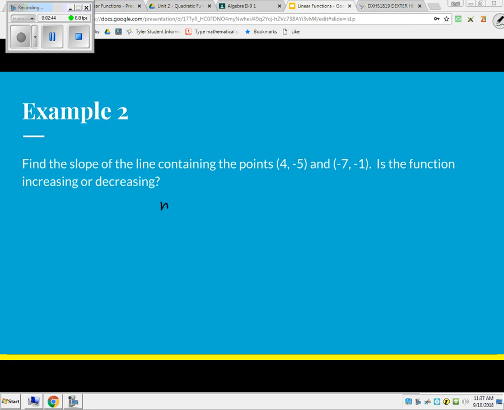So I'm going to be using my slope formula, y2 minus y1 over x2 minus x1. I'm just going to plug this in. This is the x and y in my first point, and this is the x and y in my second point. So plugging in those points, I get -1 minus a -5. Careful on that. And then I have -7 minus 4. So I get -4/11 for my slope. Since it is negative, that means that it is a decreasing function.